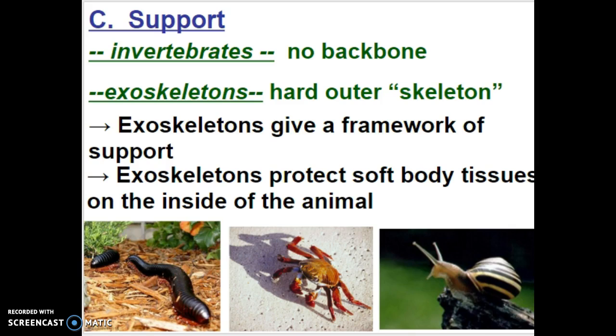Some invertebrates have exoskeletons, or a hard outer skeleton. Remember, exo means outside. So exoskeletons give a framework of support for tissues, and it also helps protect the soft, squishy inner parts on the inside of the animal since they don't have any bones on the inside. So things with exoskeletons would be like your insects and your arthropods and your clams and mollusks and the like.